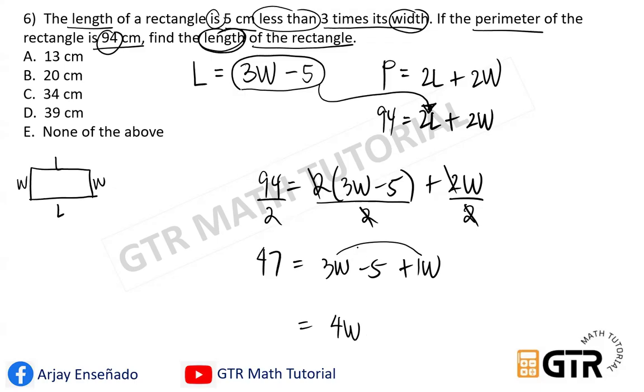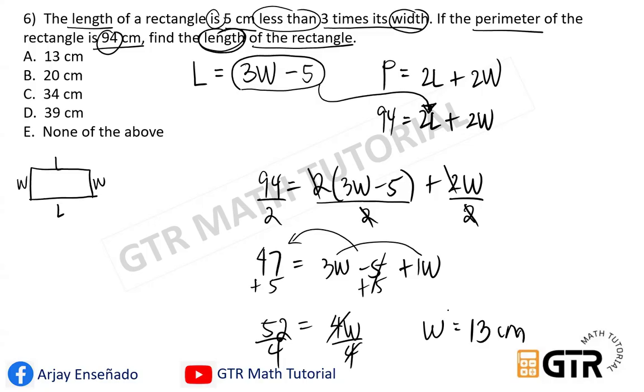And then we put negative 5 to the other side by adding 5 on both sides. So 47 plus 5, we have 52 equals 4W. This will cancel out. Then last step, divide both sides by 4. So therefore, the value of W is equal to 52 divided by 4. That is equal to 13 centimeters.